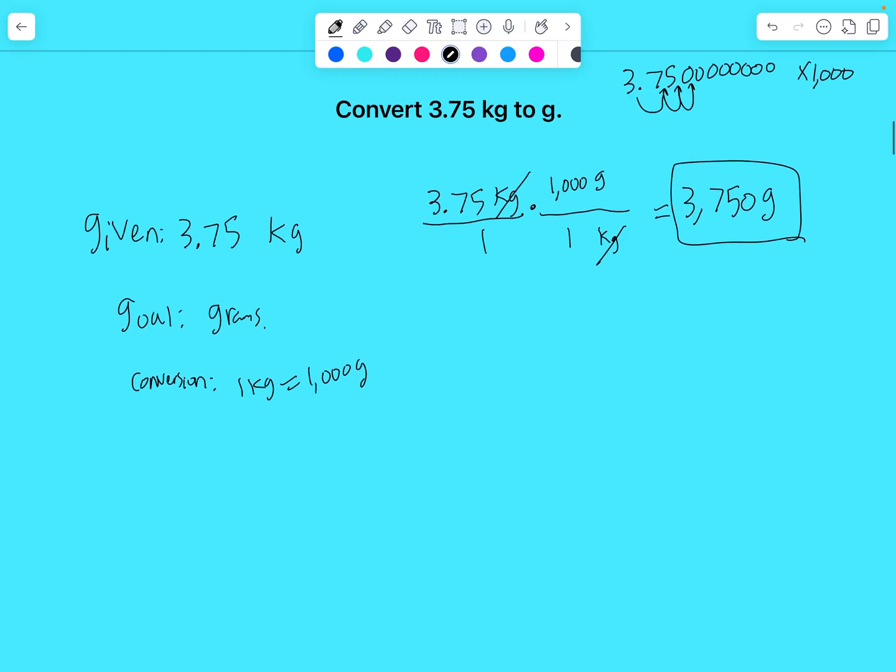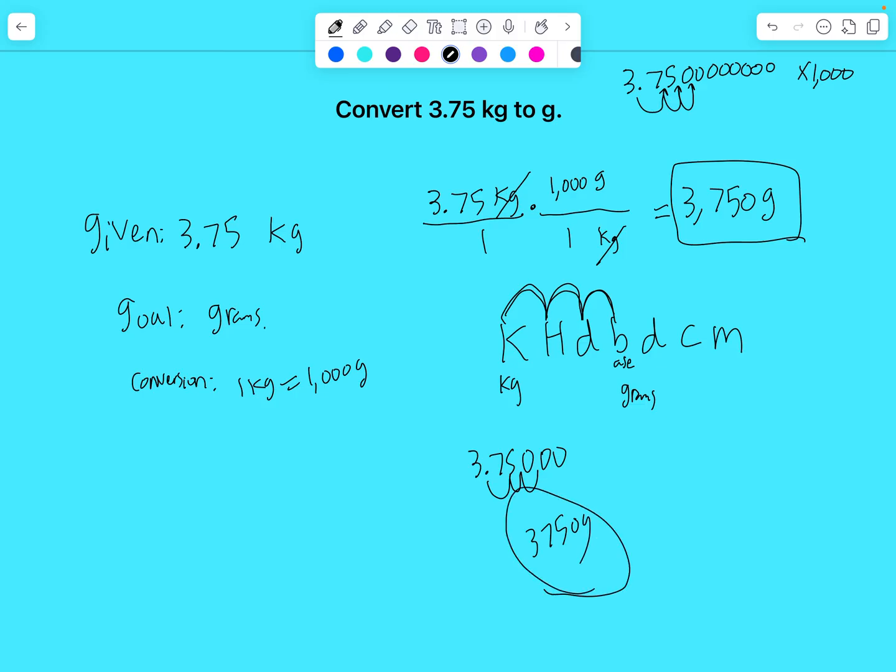Now, let's look at this one. Maybe you'll use it, maybe not. It's just something I learned. King Henry died by drinking chocolate milk, okay? This represents kilograms. This is base, and base represents grams. So 1, 2, 3. To go from kilograms to grams took 3. So if I'm at 3.75, and I'm adding by 3, just move the decimal point 3 places forward. 3,750 grams. But I wanted y'all to show your units, and I wanted you guys to do the given goal conversion.